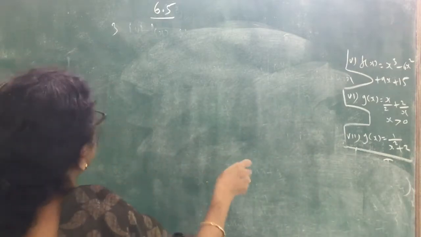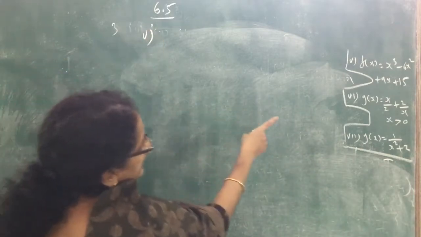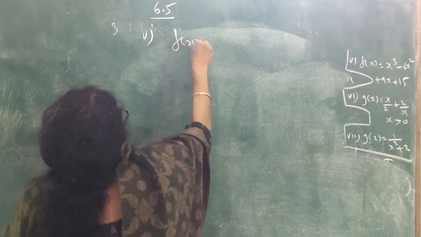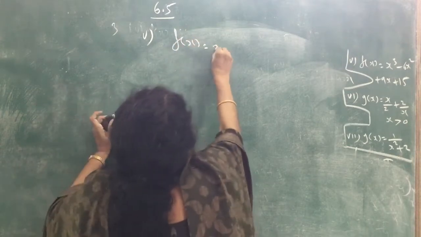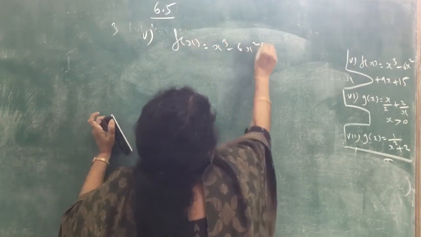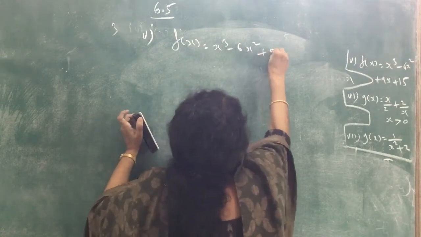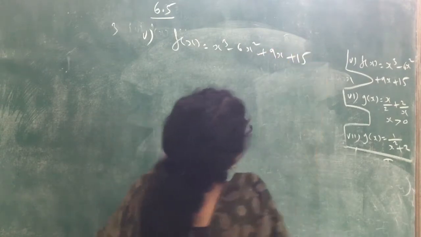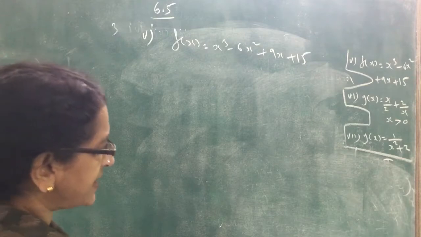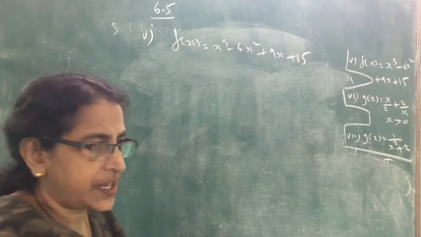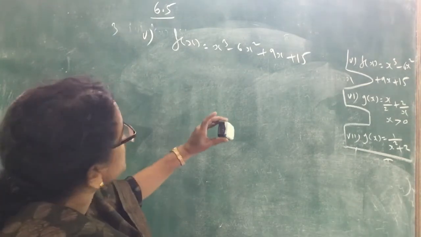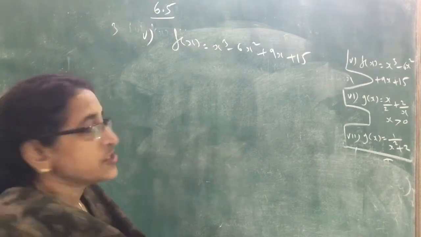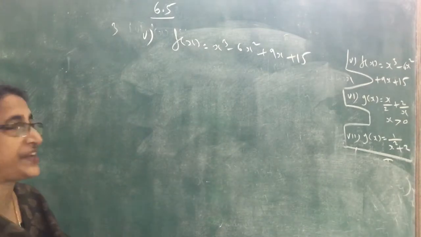Now consider the fifth one. f of x equal to x cube minus 6x square plus 9x plus 15. So this is the function. First, what we have to do? First find the derivative, the first derivative.